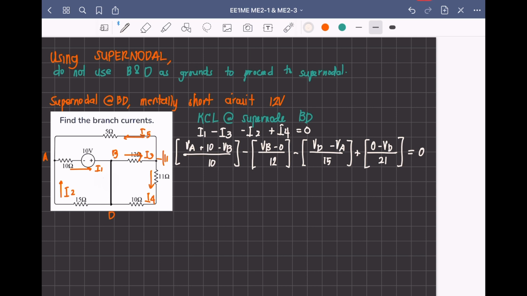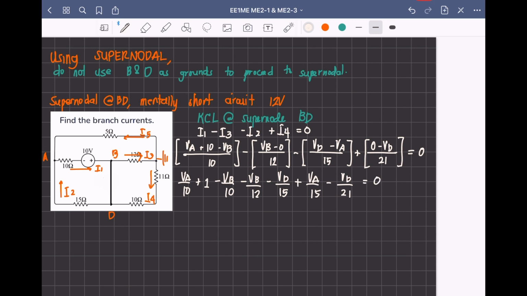So, expanding, you have VA over 10. Okay, plus 1, that's 10 over 10. Minus VB over 10. Minus, distribute the negative sign, VB over 12. Okay, minus VD over 15. Plus, if you distribute the negative sign, that's VA over 15. Okay, minus VD all over 21, and then equate that to 0. After that, group together like terms.